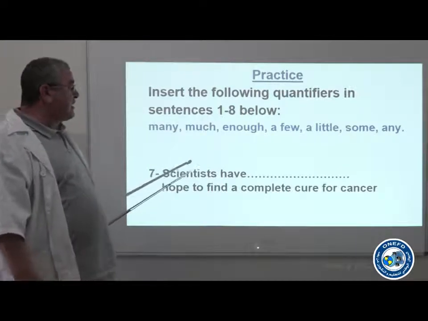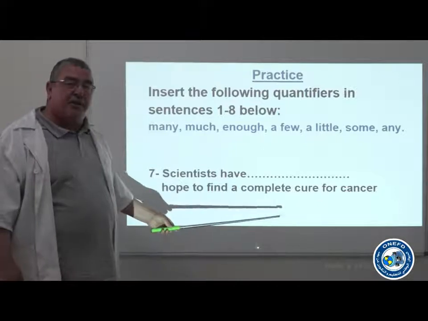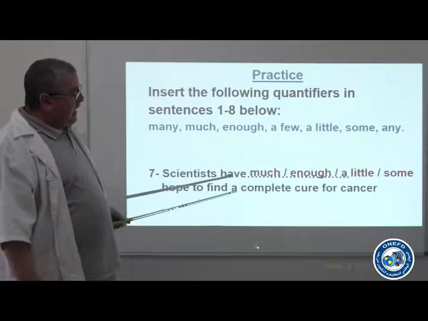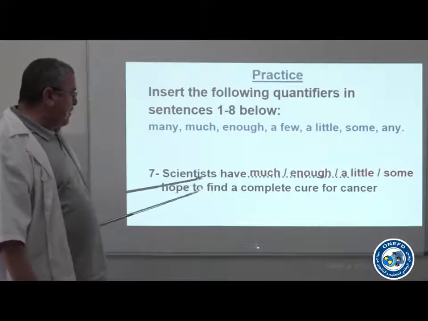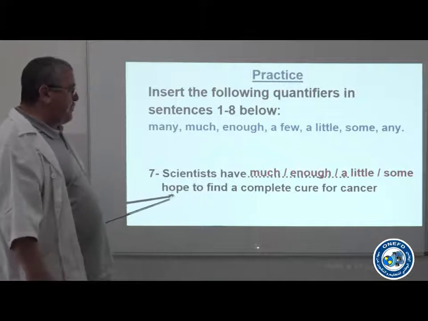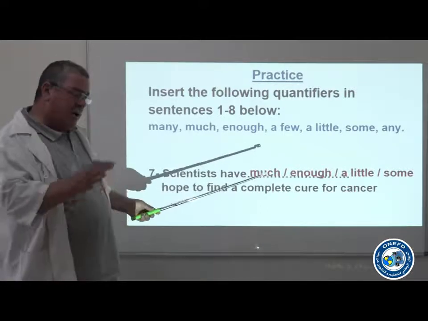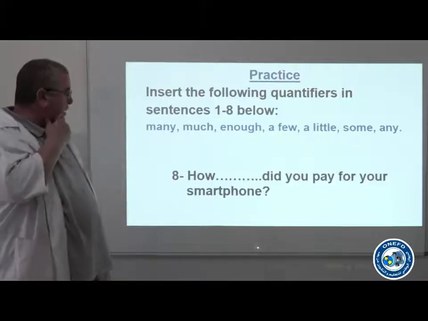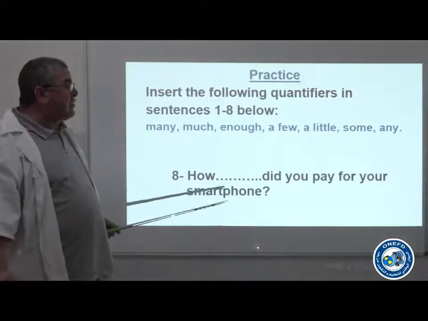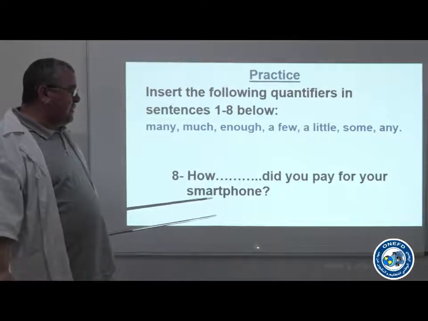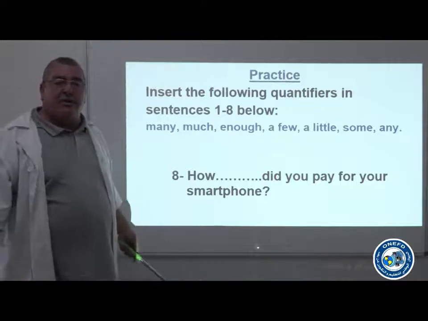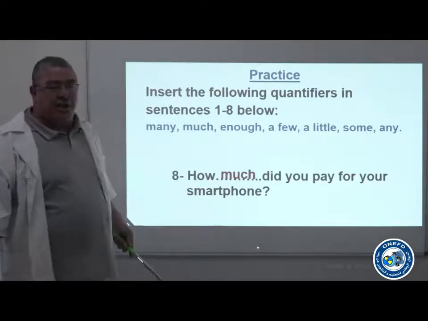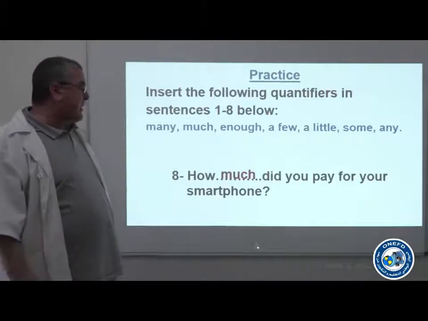Following sentence, scientists have hope to find a complete cure for cancer. Again, you see that we have a lot of possibilities here. We can say scientists have much hope, enough hope, a little hope, and some hope to find a complete cure for cancer. The last sentence: how much did you pay for your smartphone? You understand that we're talking about money, and when we talk about money, we use the quantifier much. How much does this cost, or how much do you pay for something you buy?